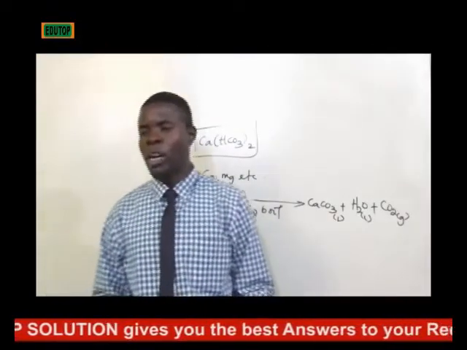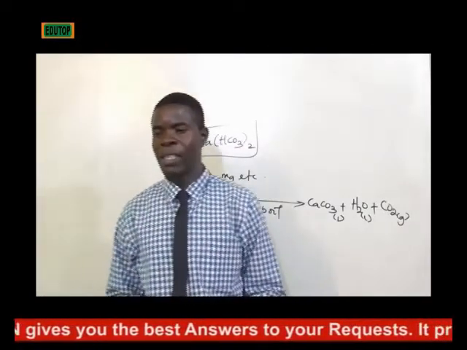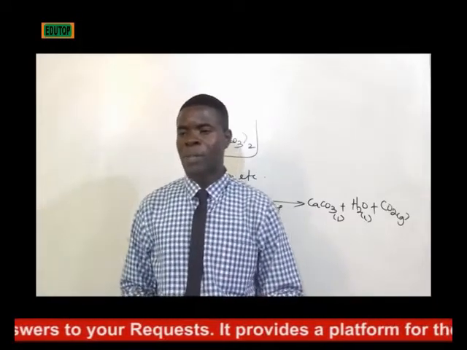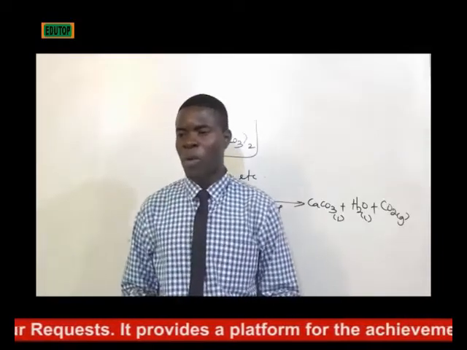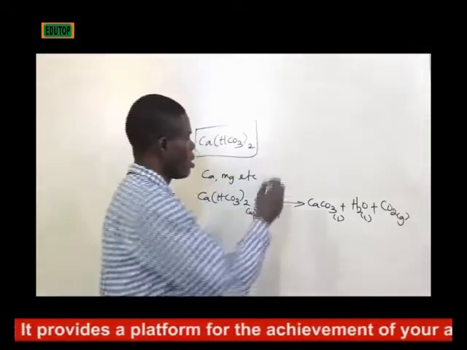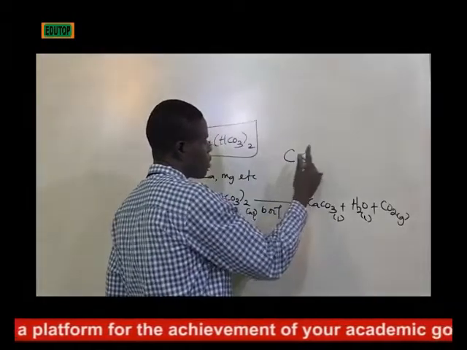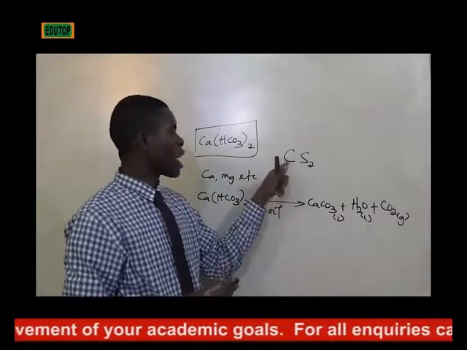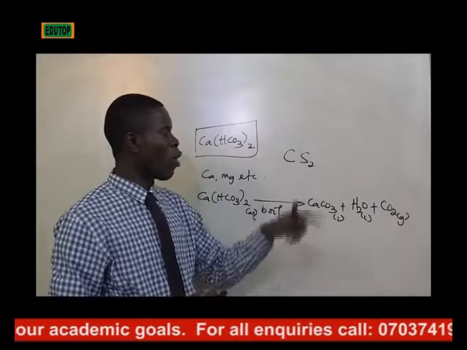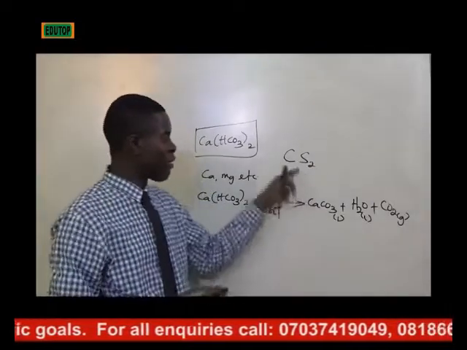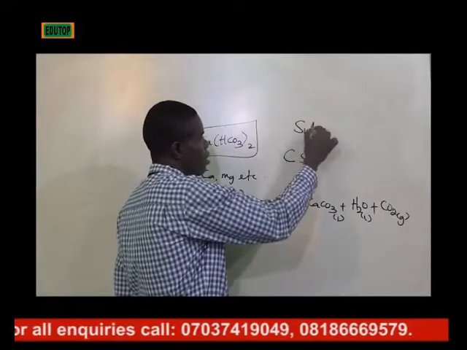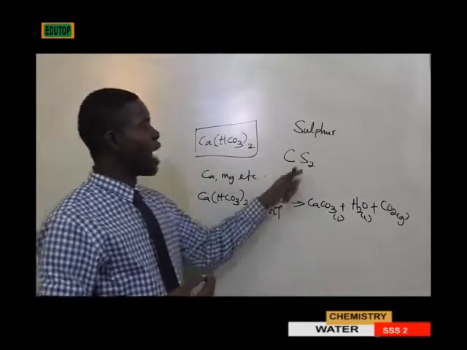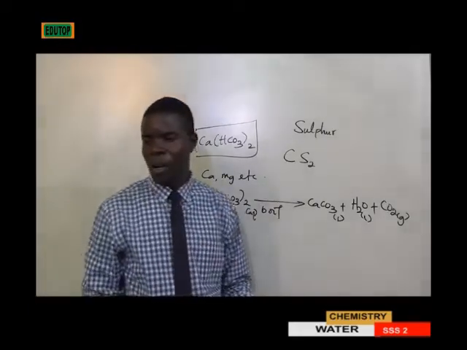Then question number 2, a common solvent of sulfur is. Because of affinity for a particular solvent, a substance such as sulfur has an affinity for carbon IV sulfide, or carbon disulfide. So sulfur has affinity for carbon IV sulfide or carbon disulfide. So which other solvent do you have there?